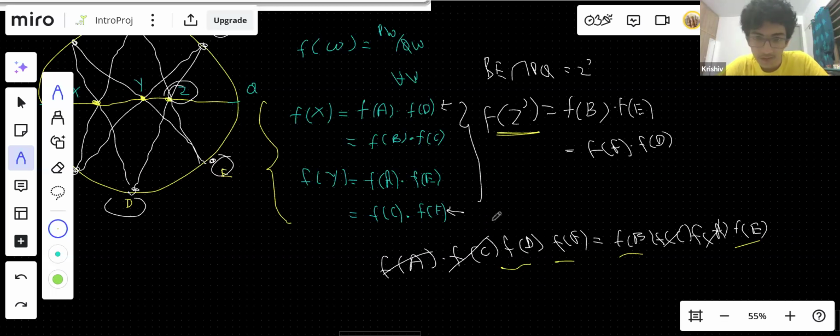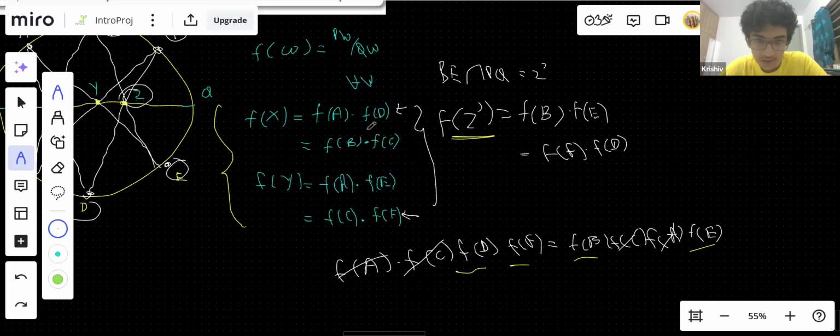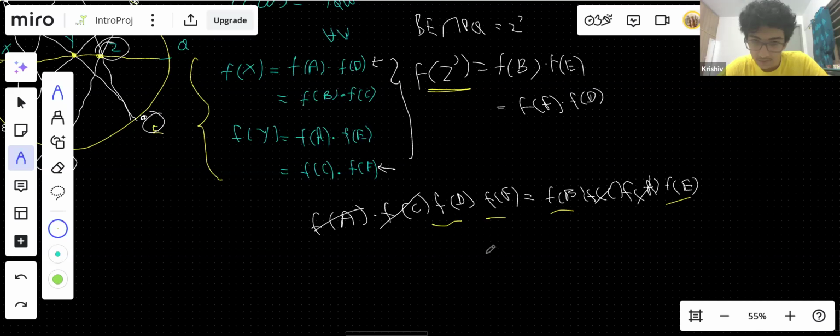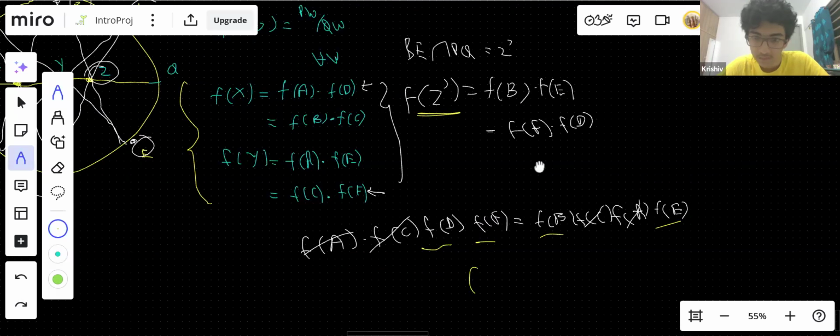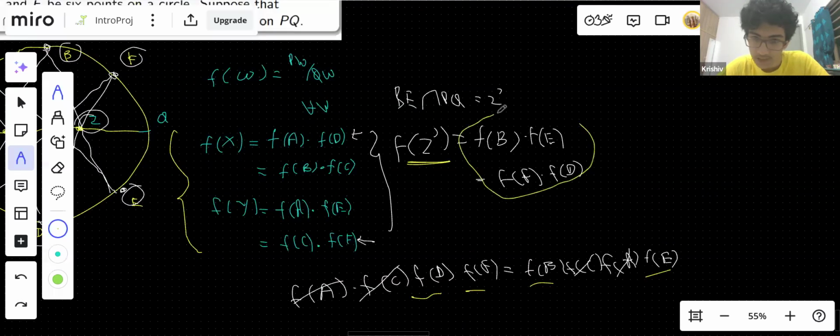Did you understand what we did here? We multiplied this equation with this equation, and we multiplied this equation with this equation, right? And then those two are equal because these two are equal and these two are equal, right? So what we get is f of d times this thing, this f of b times f of e is equal to f of f times f of d.